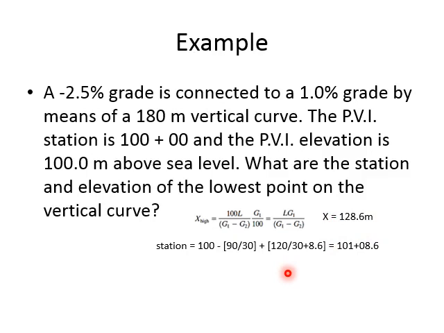So if you have a multiple of 30, you just separate it and divide by 30, you get the stations, and whatever is remaining you add or subtract separately. So 100 minus 90 by 30 plus 120 by 30 will give you 101 stations, and then the remaining is 8.6, so I wrote 8.6 separately here. So this is the stationing of the lowest point on the curve.